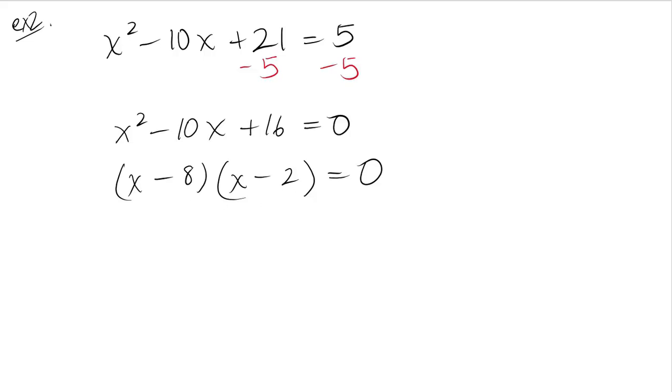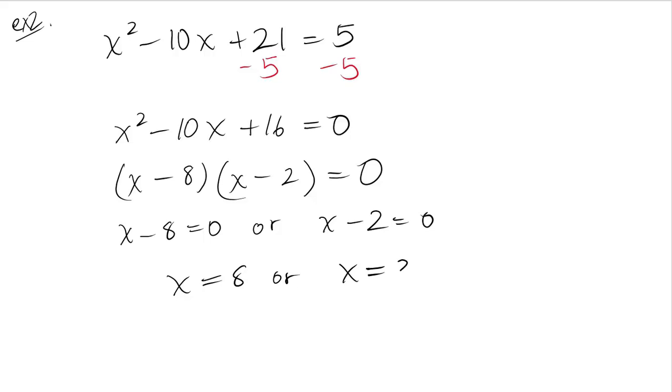That still gives me a positive 16, because a negative times a negative is a positive, but it adds to a negative 10. The 0-factor theorem says that I can set each of these factors equal to 0 and solve. So x minus 8 equals 0, or x minus 2 equals 0. And again, these aren't difficult to solve. I get x equals 8, or x equals 2.